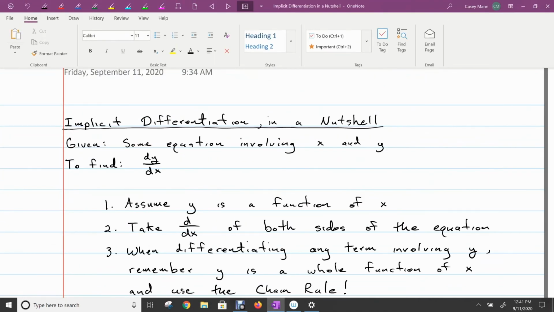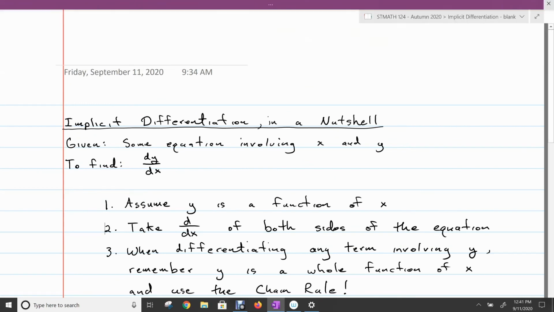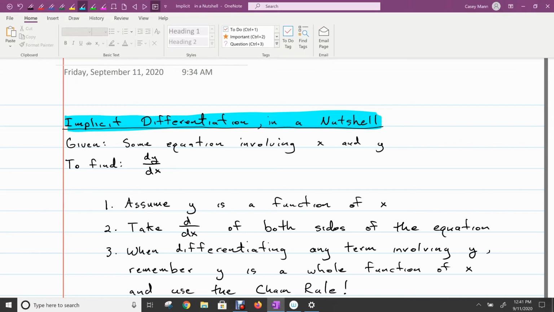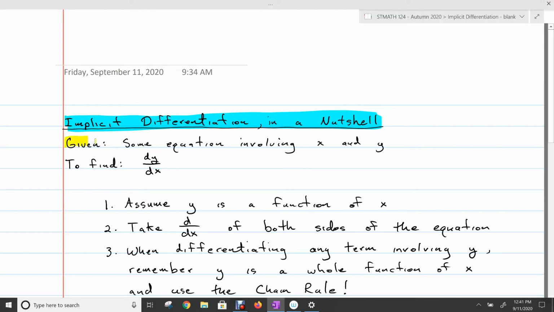So let me give you the implicit differentiation process in a nutshell. What you're going to be given to start with is some equation that involves two variables, x and y. We're going to stick with x and y for now, but a little later we might have an equation with different variables, but you would modify the process accordingly for what the different variables' names are.